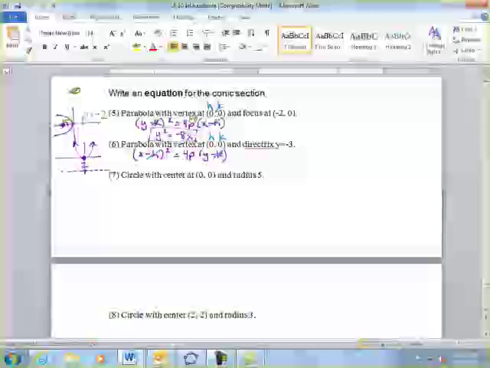P is the distance from vertex to focus, but we weren't given the focus. How do I know where the focus is going to be? The directrix. So the focus should be 3 up above, so that means P is going to be +3. Upward is a positive direction. So that means our equation is x squared equals 12y. Questions on parabolas?